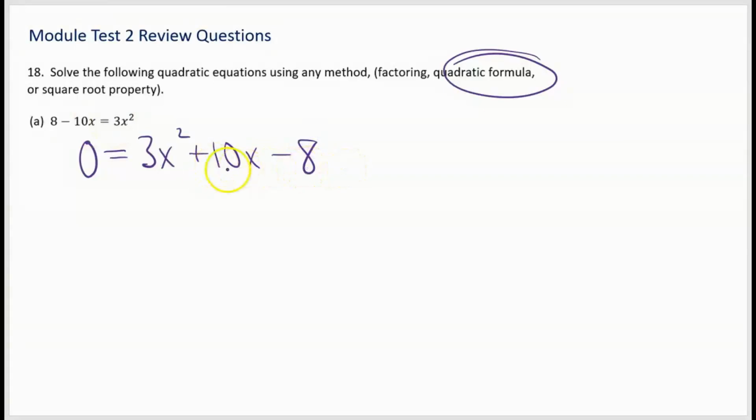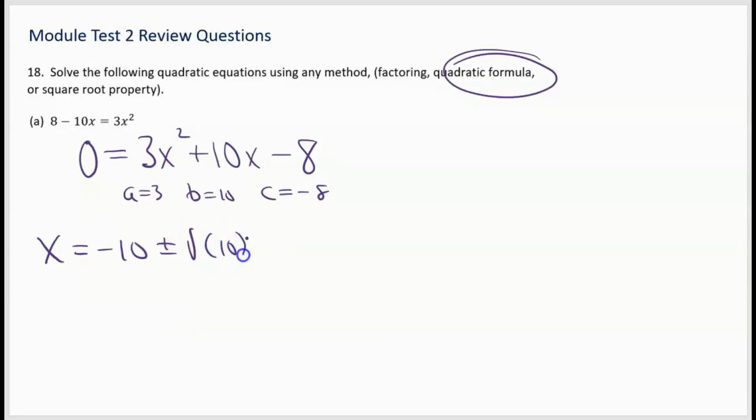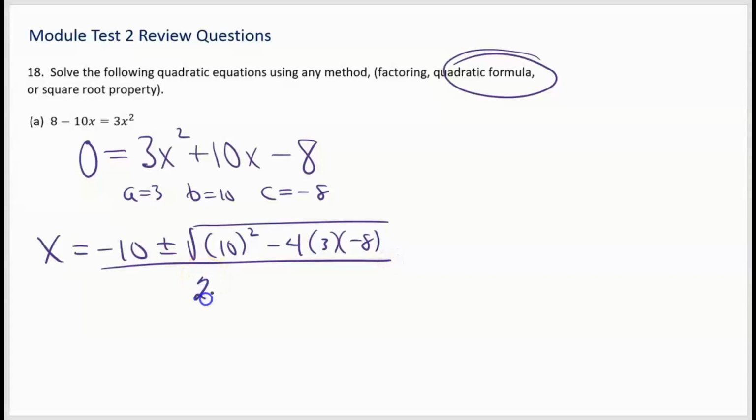So this is the form it needs to be in, and of course your A is 3, your B is 10, and your C is negative 8. And so when I plug that in, x is equal to, remember, negative B, so negative 10 plus or minus the square root of 10 squared, which is B squared, minus 4 times A times C. Always take the signs with your A, B, and C, over 2A. Check that twice and make sure we've got everything plugged in correctly.